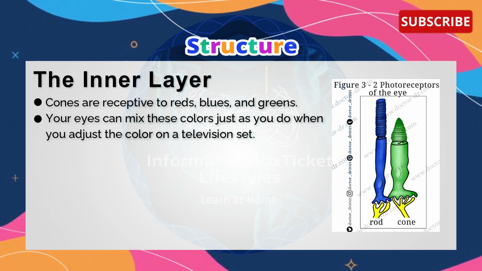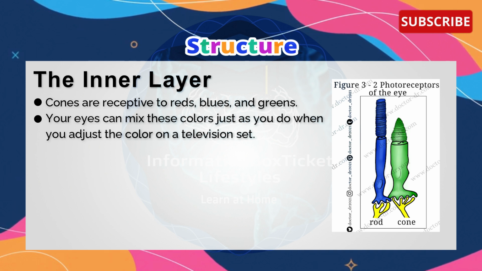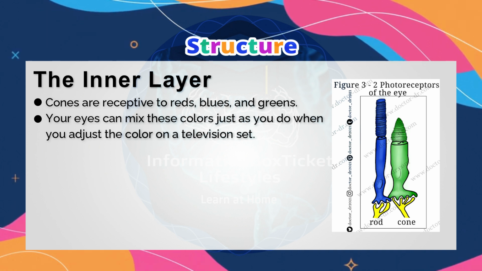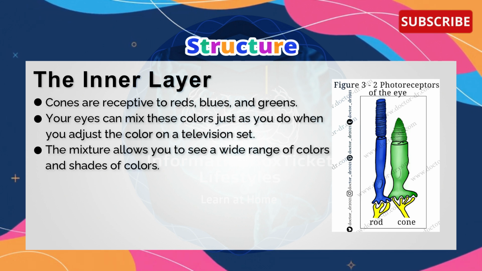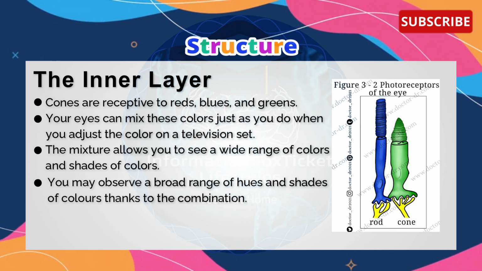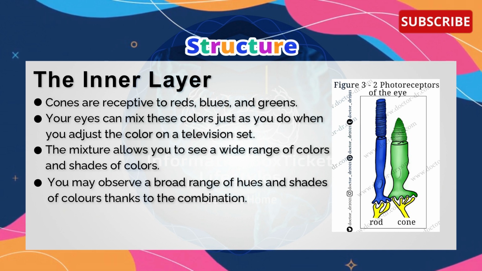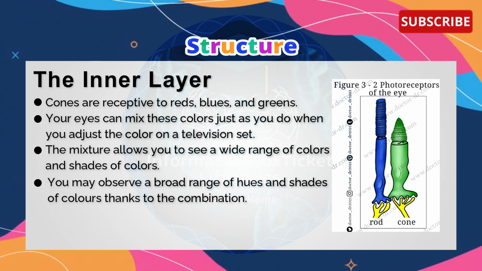Your eyes can mix these colors just as you do when you adjust the color on a television set. The mixture allows you to see a wide range of colors and shades of colors. You may observe a broad range of hues and shades of colors thanks to the combination.